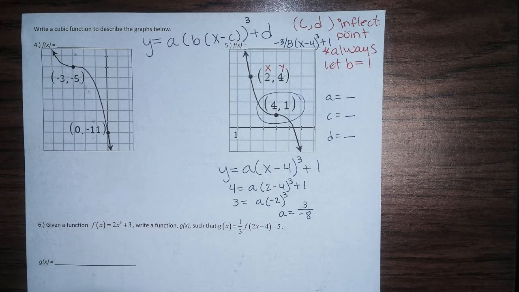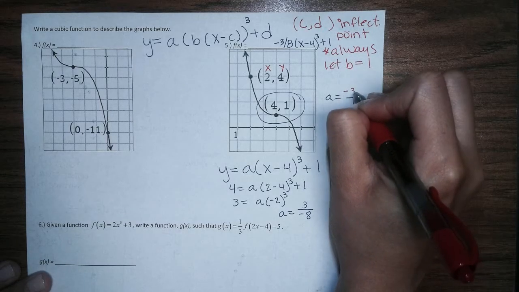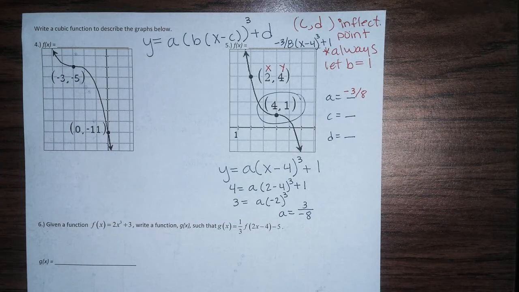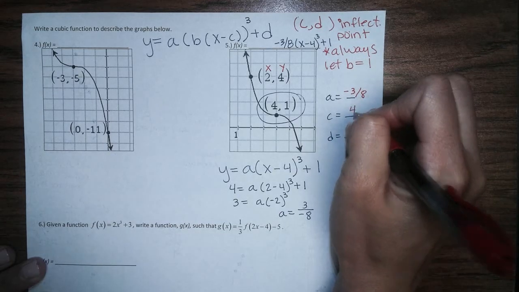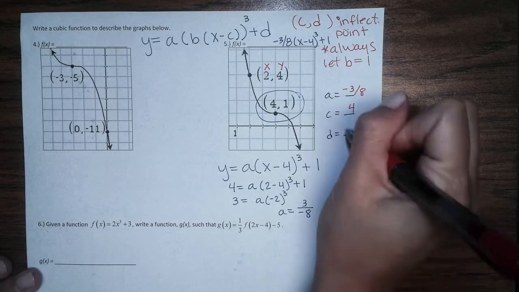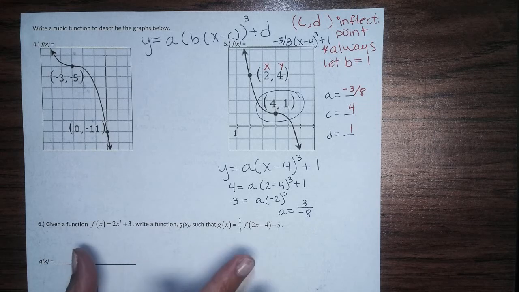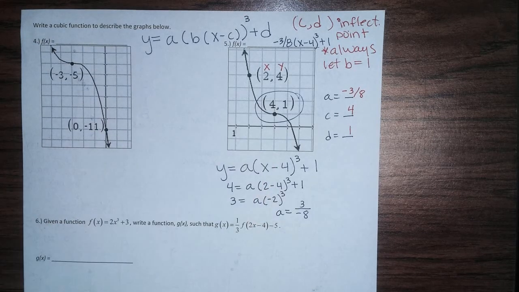So for number 5, our A value was negative 3/8. So type in negative 3 divided by 8, no spaces. The C value was 4, so type in 4. The D value was 1, so type in 1. These are fill in the blank for your test and quiz, so type them in right. You definitely need to know how to do that one.